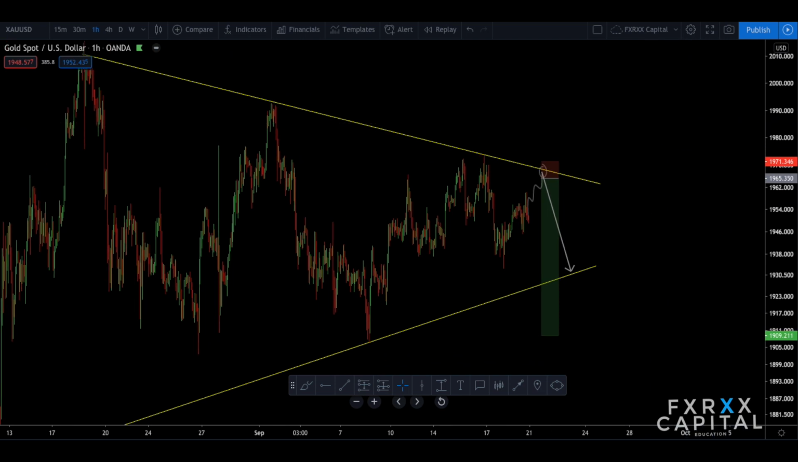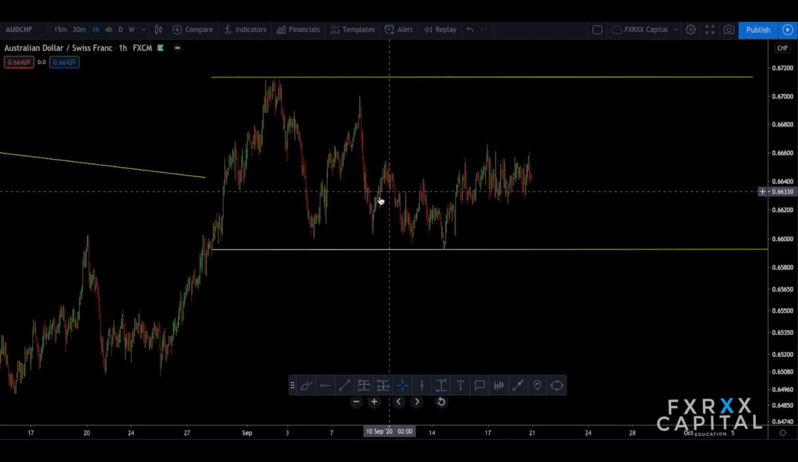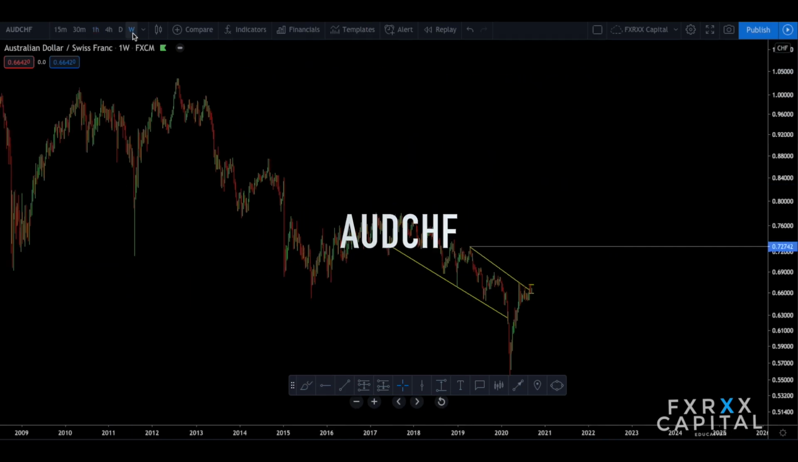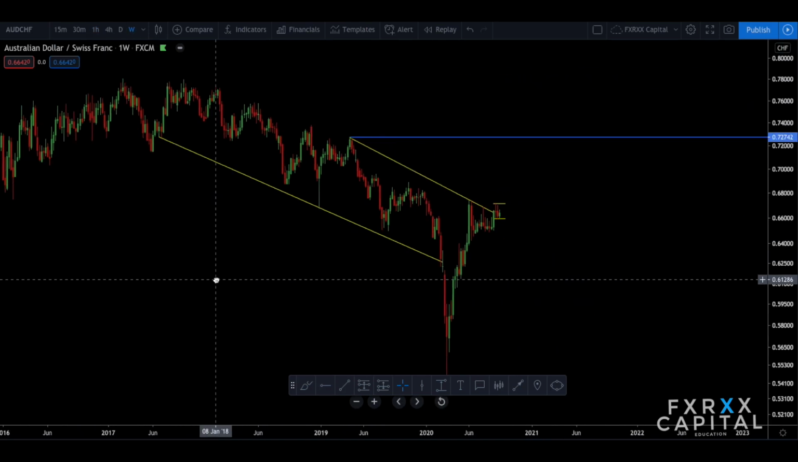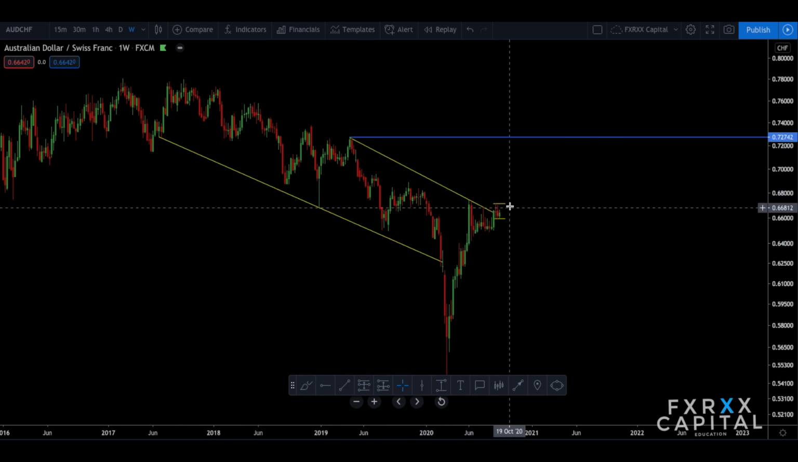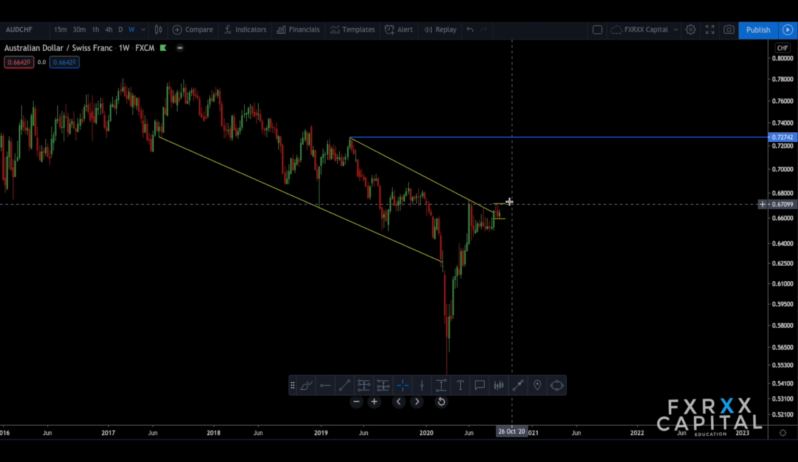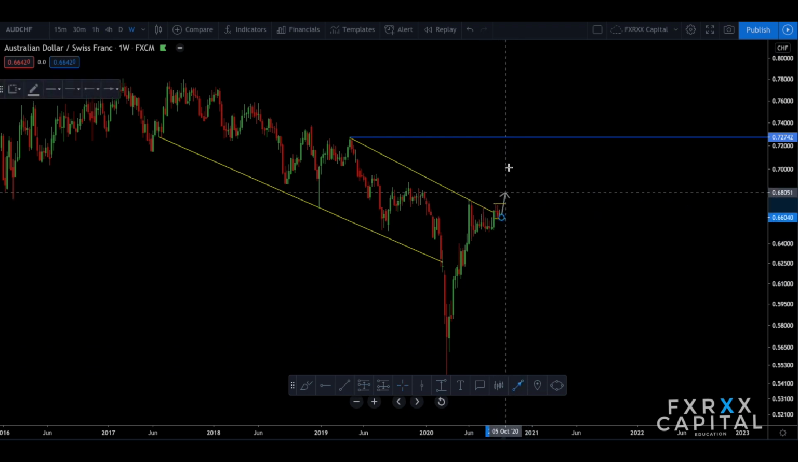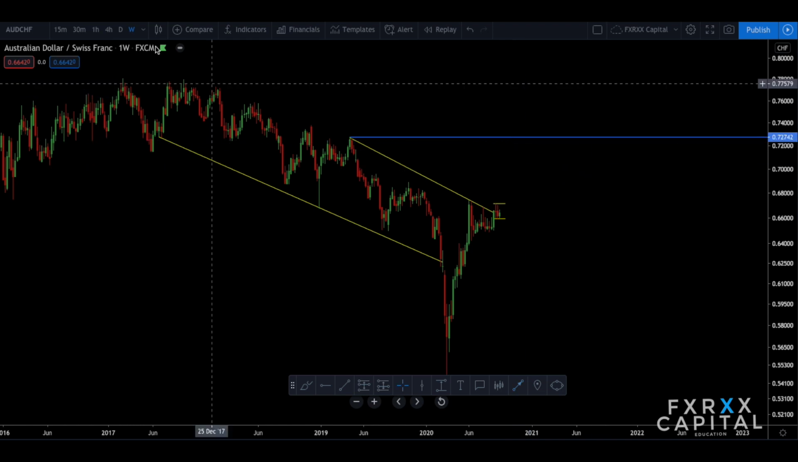Next, we're going to move to our second top pair, which is Australian dollar Swiss franc. We move to the high time frame first. We see price in a descending channel, then a break of the descending channel. We apply a pattern separation in this area. What we're looking for is a move to the upside.